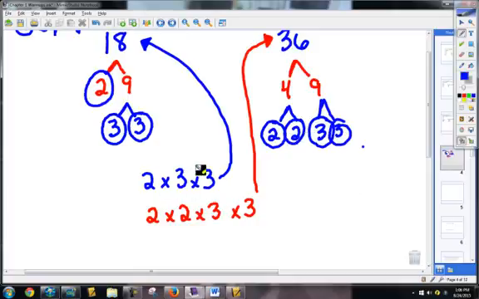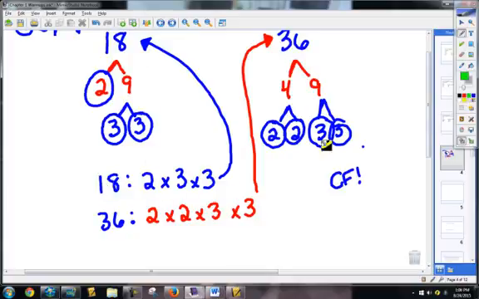So the next step, now we're going to look for what I call CFs, or common factors. We're going to see what prime factors these two numbers have in common. Another thing I like to do is to put 18 and 36 with a little colon, just to make sure I know which prime factorization goes with which number. Okay?